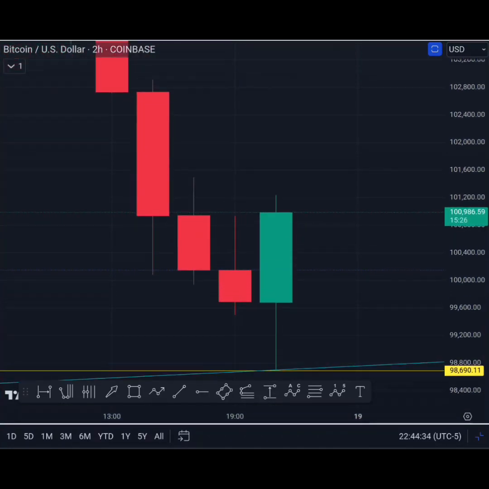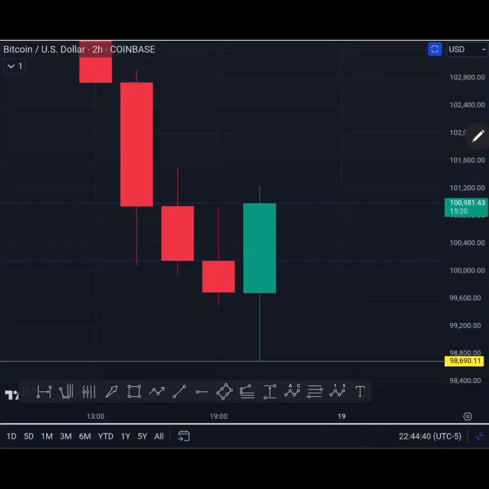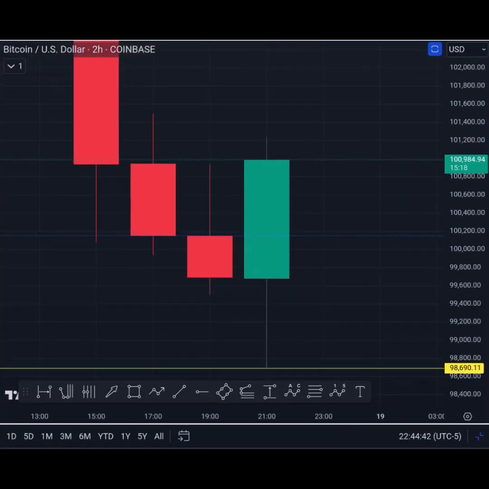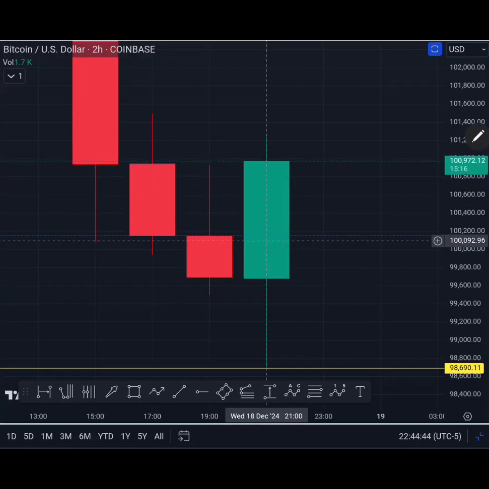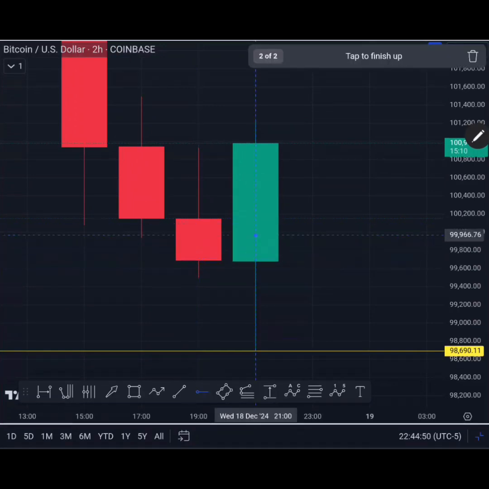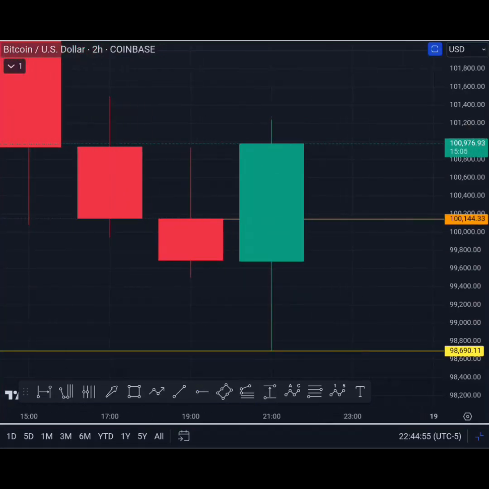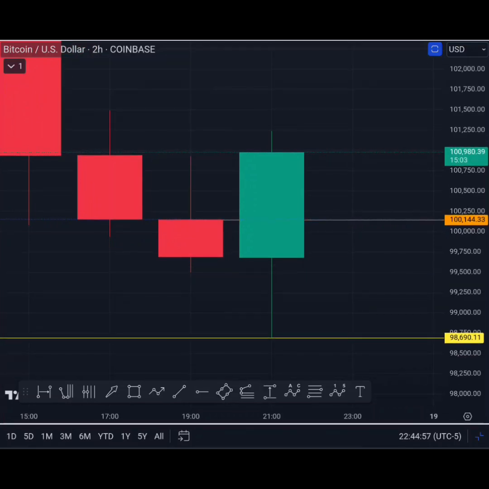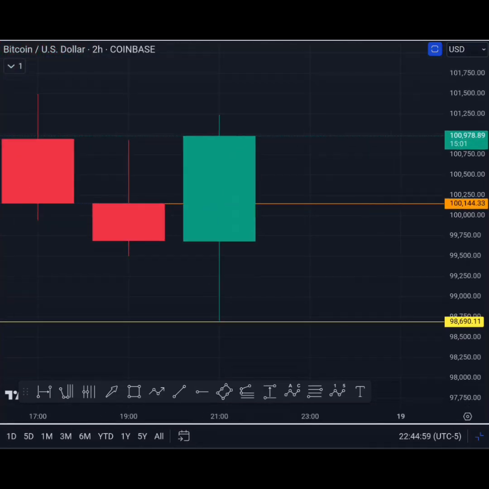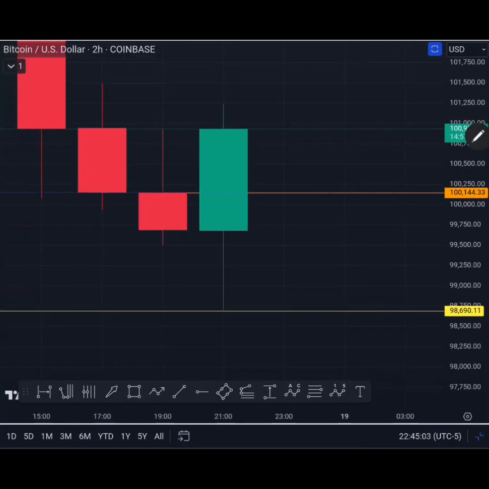All right, and the daily open is that blue line right there. So what we have is right where the daily candle closed, we had a push down and a reversal. That becomes an order block. That's actually a really good order block. I like that one. So I would mark that off on a 2-hour chart at 100,144. That would be an area I would look to buy with a stop loss at the low.